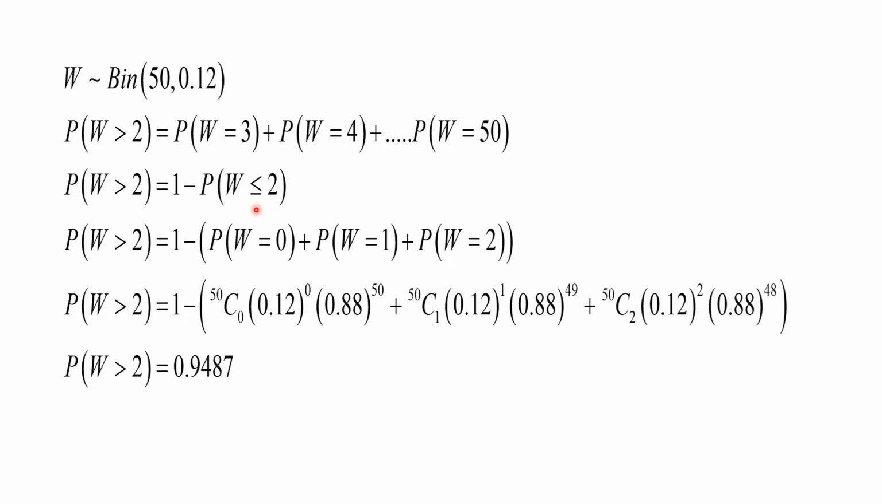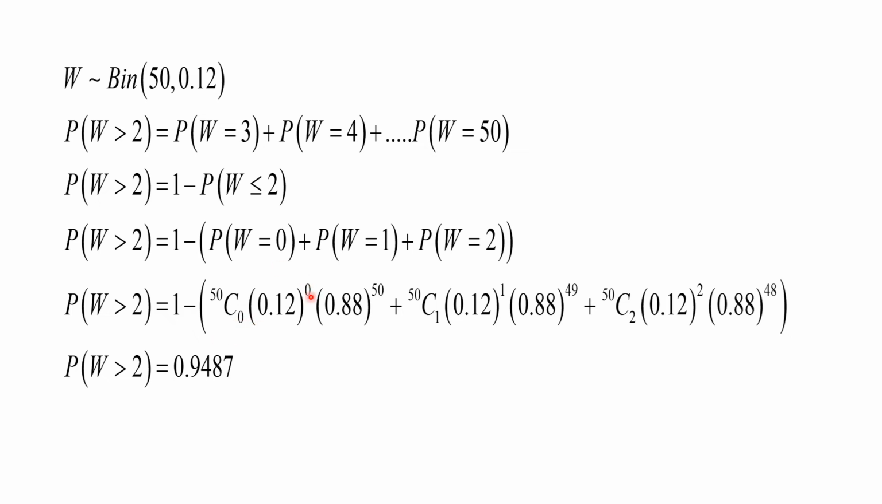So what you need to do is, total probability is 1. Take away the probability of less than 2, so you will get whatever is larger than 2. That means you get the probability of 3 and so on. So for example, 1 take away 0, 1 and 2, because 0, 1 and 2 represents the probability of W being less than or equal to 2.